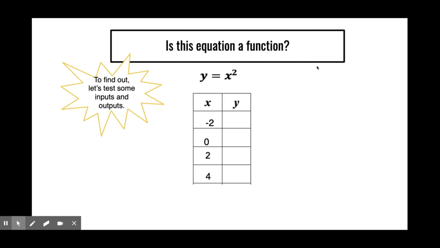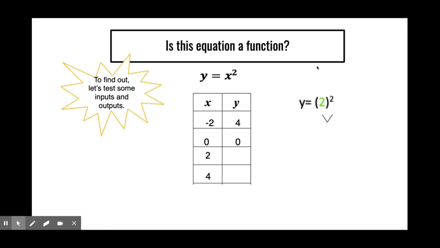Here I have the inputs of negative 2, 0, 2, and 4. How do we figure out the output values? That's right, we're going to plug them into our equation. When I plug in negative 2 into the equation y equals x squared, I get the answer of 4. Then if I try it with 0, I get the answer of 0. So I'm going to add that to my table.